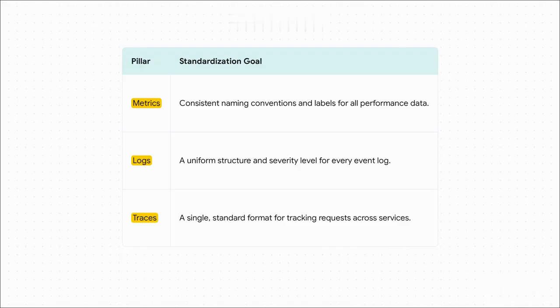Now, this baseline is really built on three core pillars. For metrics, it means every CPU measurement gets labeled the exact same way, whether it's coming from GKE or EKS. For logs, it means a warning level log has the same structure no matter where it came from. And for traces, it means you're using a single format like the open standard OpenTelemetry to follow a request as it hops between services, even across different clouds.